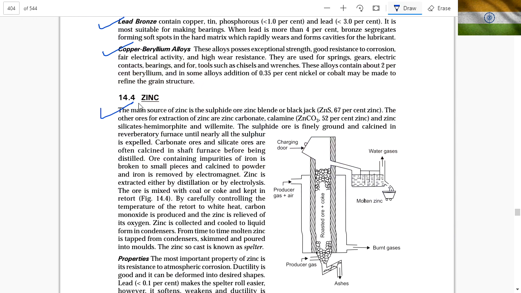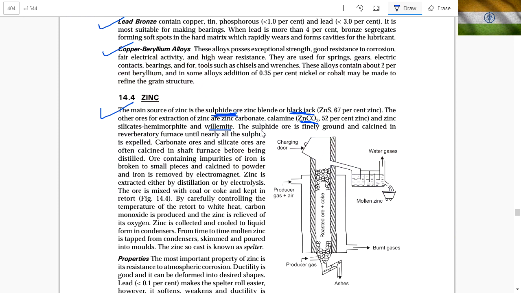Then we go to the zinc. The main source of zinc is sulfide ore, right? Sulfide ore is the main source of zinc, blende and blackjack. Blackjack contains 67% of zinc. The other ores for extraction of zinc are zinc carbonate, calamine, that is ZnCO3, which contains 52% zinc, and zinc silicates, hemimorphite and willemite. These are the ores which are used to obtain the zinc.